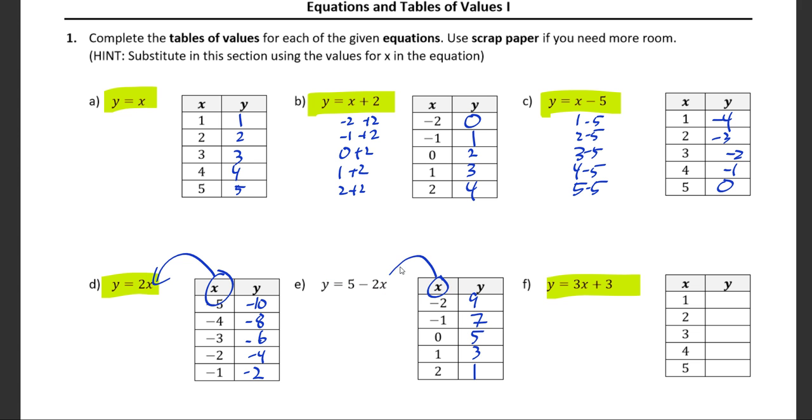Continue down, each time just taking the value of x that we've got here. If x is 2, we throw it in there. 2 times 2 is 4. 5 minus 4 is 1. Just substitution. And for our last one, y equals 3x plus 3.